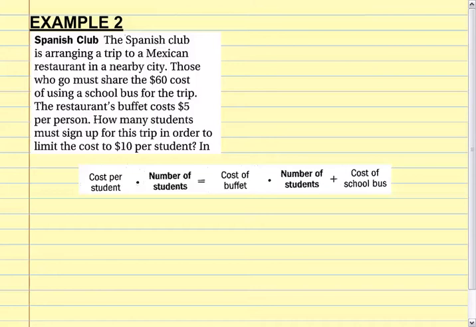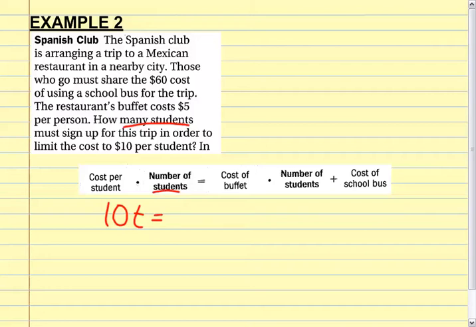Okay, well, they've actually given us a little model here that we can work from. What do we want the cost per student to be, Joanna? 10. Okay, we want the cost per student to be 10. We know that number, right? Now, what are we looking for in this problem, Kate? How many students? We're looking for the number of students, right? So when they give us number of students here, is that going to be a number or a variable? Variable. A variable. I'm going to put t instead of s, because s sometimes looks like 5. So 10 times t is equal to the cost of the buffet.